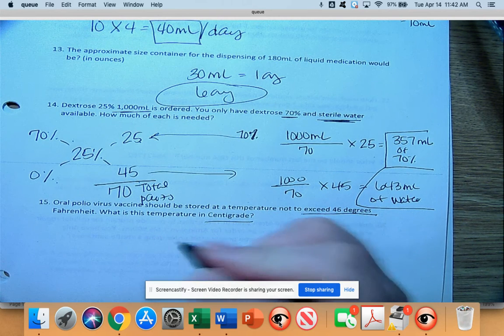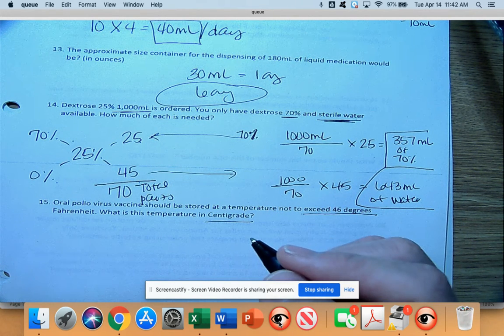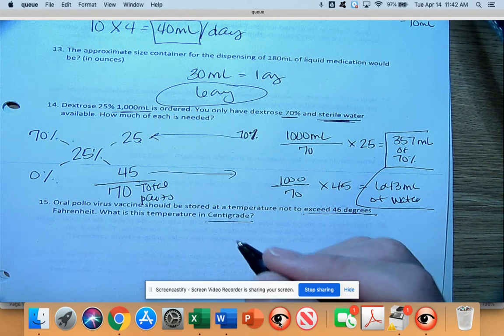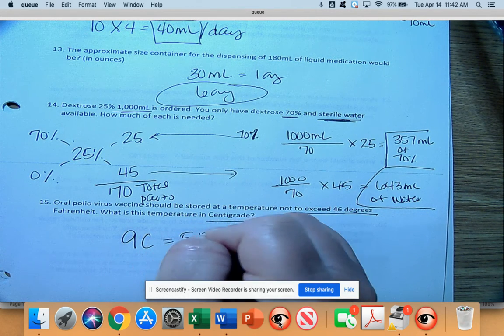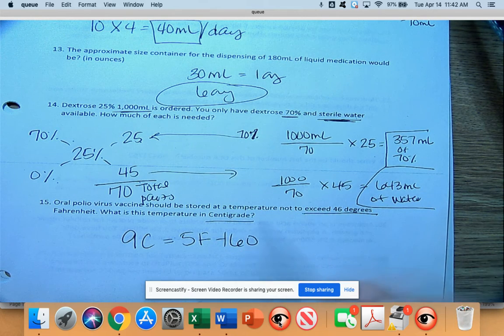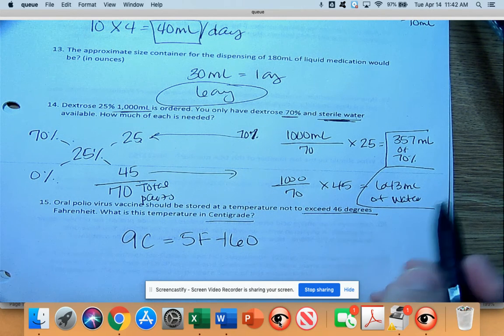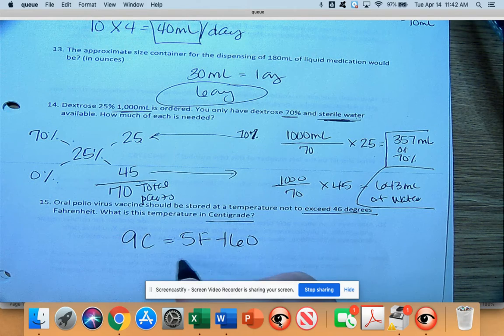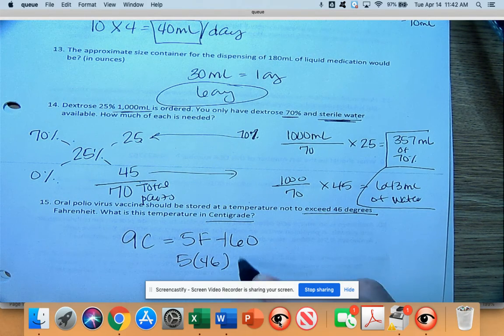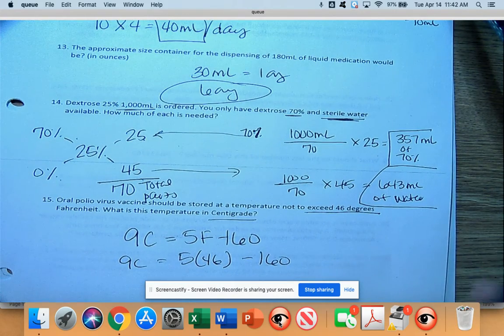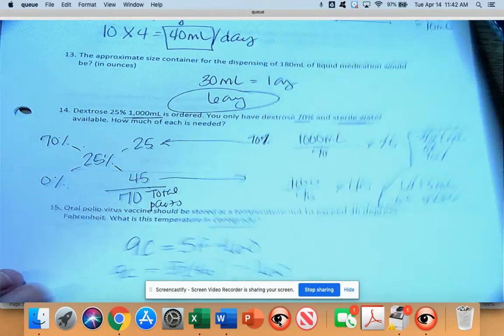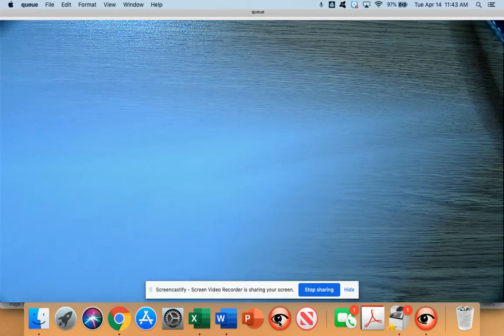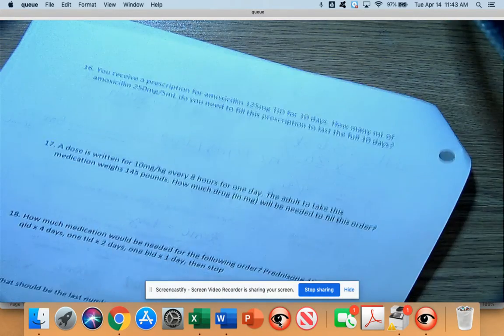I'm not going to spend a lot of time on this. Just remember that on your temperature conversions, I recommend using 9C is equal to 5F minus 160. And then you would just plug in your 46 degrees Fahrenheit here and solve the problem. I do have my answers posted in the files if you need help with the algebra there, or you can feel free to contact me. I'm going to move on for the sake of time on videoing.